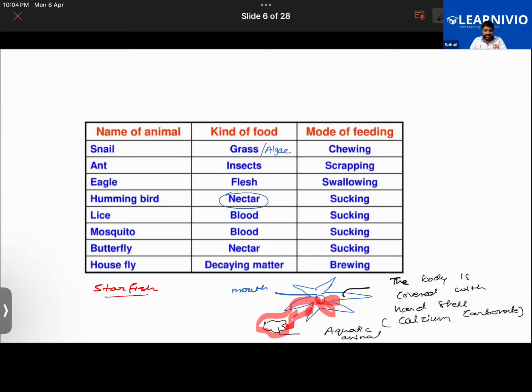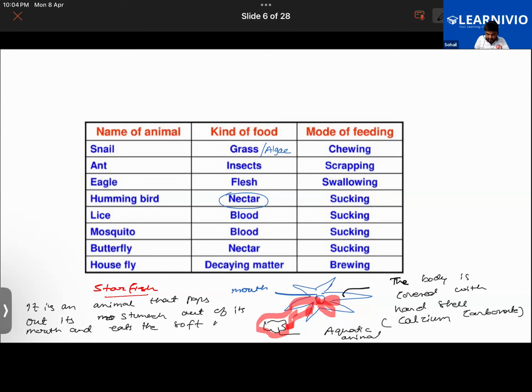Particularly, what kind of animals will they be eating? Especially, they eat those animals that are covered by hard shells. So let me write a statement for this. See, I'm writing it over here. It is an animal that pops out its stomach out of its mouth and eats the soft material, meaning the soft tissues, of animals covered by hard shells.